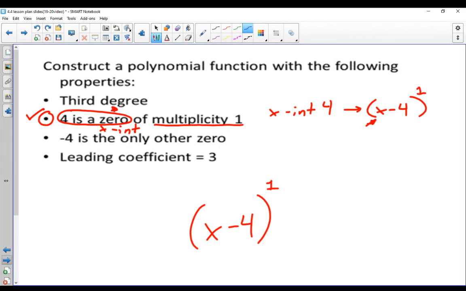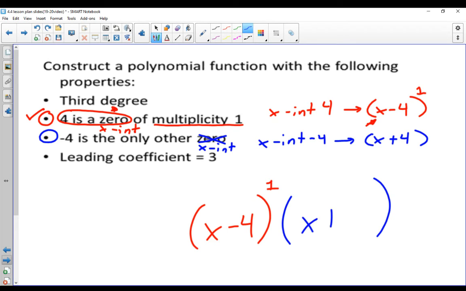Now, take a look at this one. It says negative 4 is the only other 0, or more specifically, negative 4 is the only other x-intercept. So if we have an x-intercept of negative 4, that means its factor should be the opposite, x plus 4, which of course gives us the x-intercept of negative 4. So let's take that factor, x plus 4, and write it off to the side. That's going to be another part of our answer.